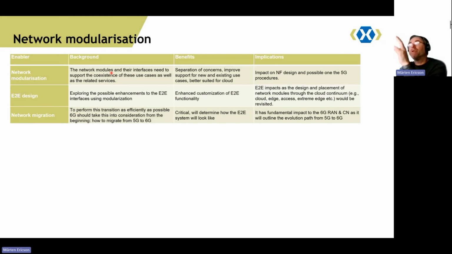If the functions are separated as much as possible or closely coupled, we can avoid signaling, we can avoid interactions between different functions as much as possible, and maybe improve the performance in the network. So that's what we're doing here, and that will impact a lot in the architecture, of course, and the procedures could potentially do that. And then we have the end-to-end design.